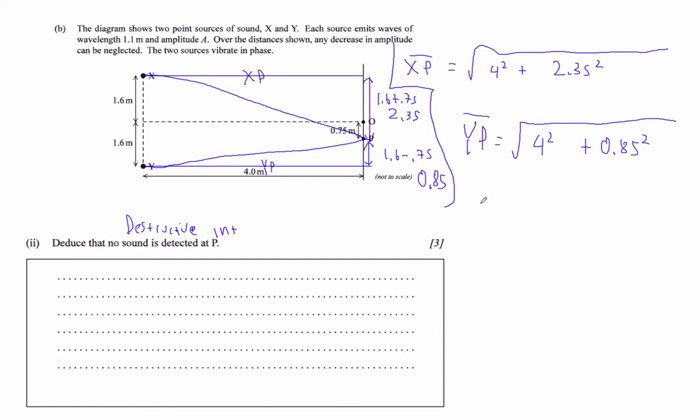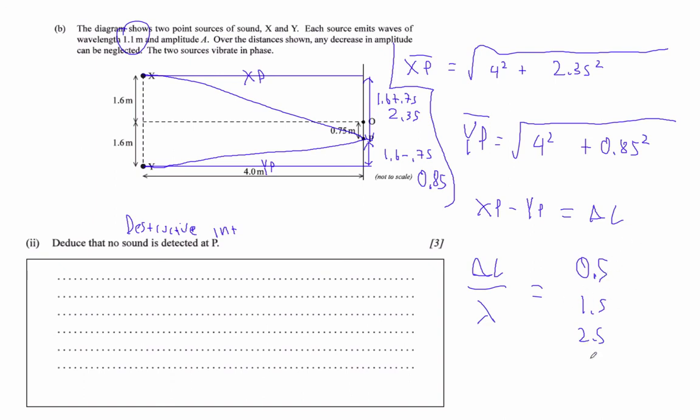Okay, and then go XP minus YP, right? And that'll give you the difference in length. Okay, and then divide that by the wavelength because you want to figure out how many waves it is, right? So take that difference in length, divide by the wavelength, and that'll give you some number. And if that number is 0.5, 1.5, 2.5, if it has a remainder of 0.5, then it's destructive interference.